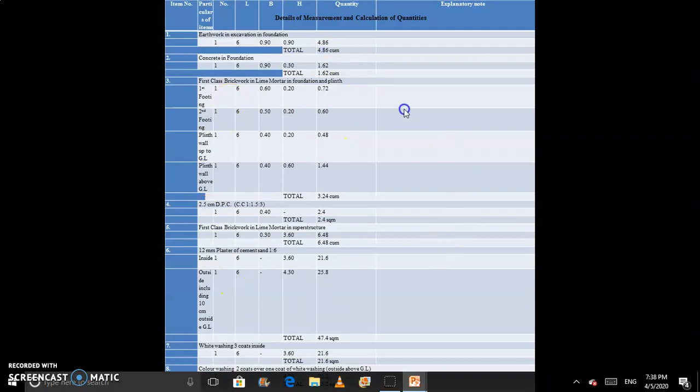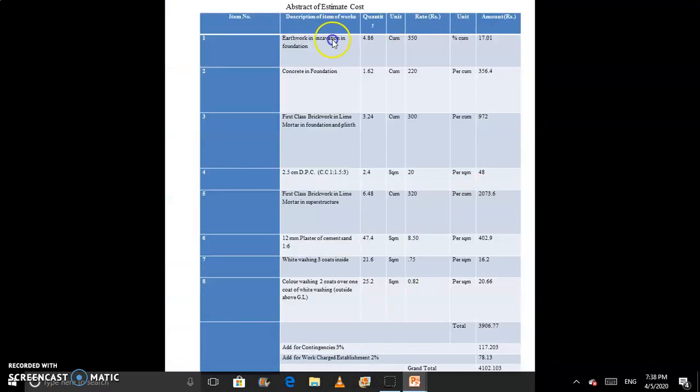So after finding these values, we get the quantities of different particular items, and after that we have to find the abstract, or the rate abstract of estimated cost. For finding the abstract of estimated cost, first we have to prepare a table like this, in which we have item number, description of item of works, quantity, unit, rate, unit and amount. So why do we require a unit here? Because when we multiply, we need a unit for that.